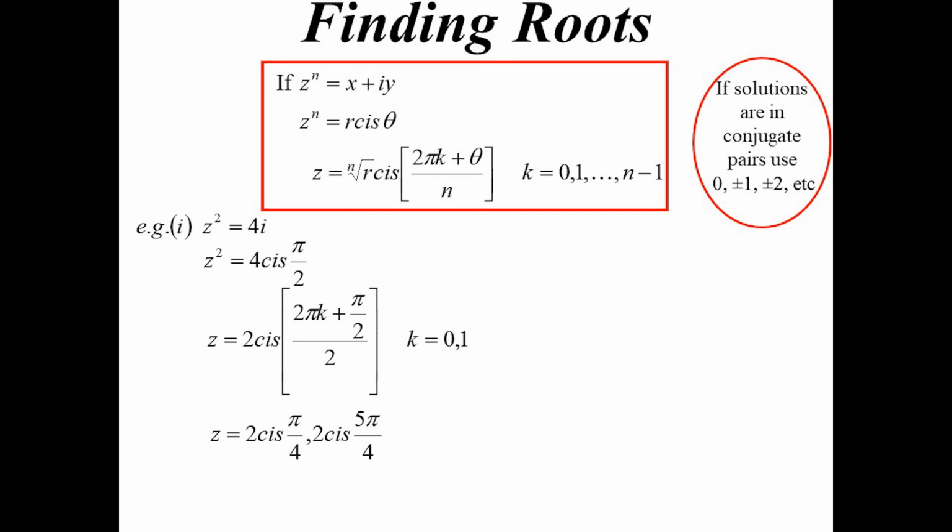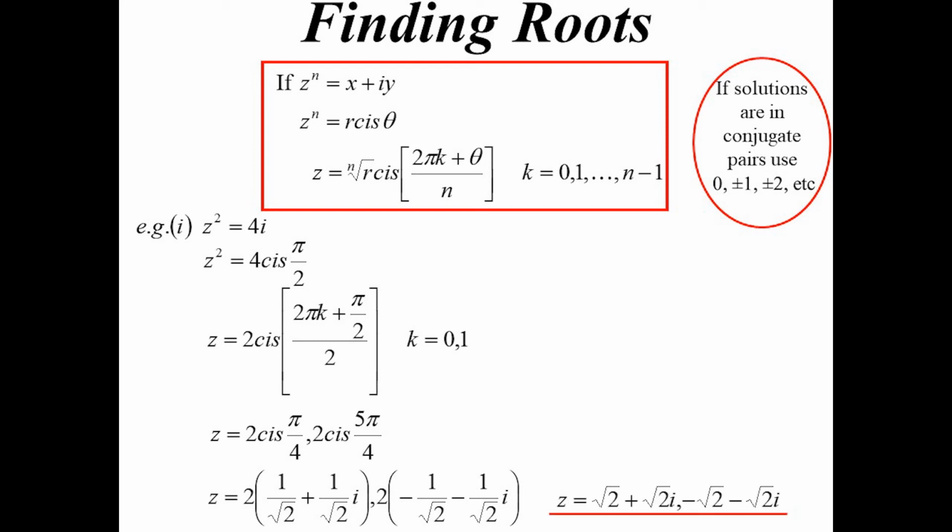If I was going to put this in mod arg form, then I would change the 5 pi on 4. But in this case, I'm more interested in the actual answer in Cartesian form, so I'm not going to worry about it. So the cos of pi on 4 is 1 on root 2. Sine's also 1 on root 2. 5 pi on 4 is in the third quadrant, so cosine and sine are both negative. And there's our answer, root 2 plus root 2i and minus root 2 minus root 2i.